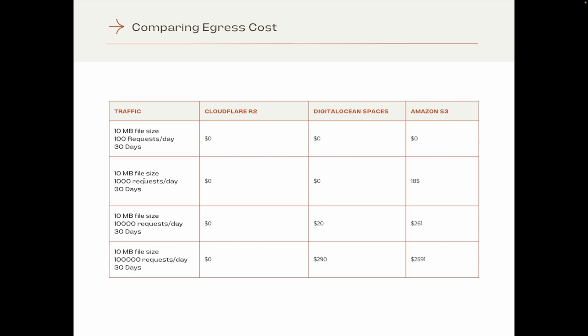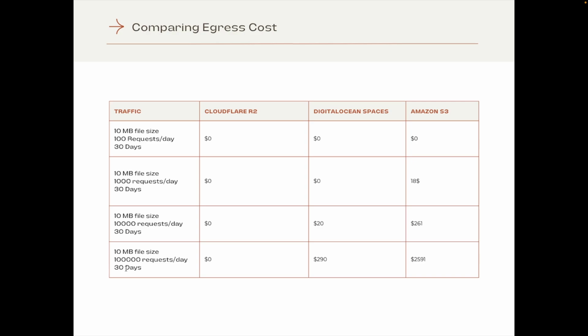But when it scales to say 1,000 requests, right? So then Amazon S3, I think the cost for egress will rack up to around $18. If the same 10 MB file is requested 10,000 requests per day for 30 days, DigitalOcean will start charging you $20, and Amazon S3 will then start charging $261. So look at this jump, right, from $18 to $261 with just 10 times the requests, right? This pretty much goes over 10 times of this, right?